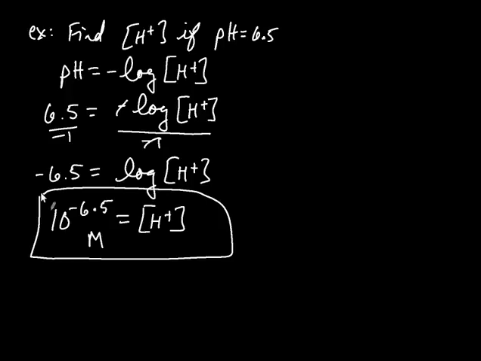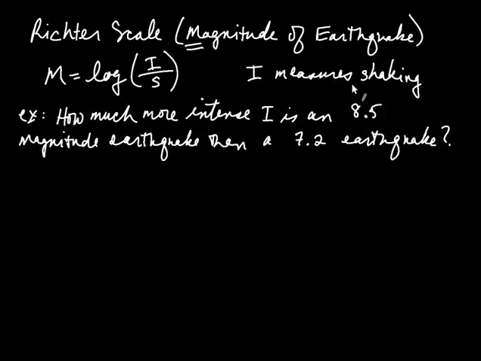Okay, so there's another place where we see logarithms, and that would be in the Richter scale for earthquakes. Let's see an example of that now. First of all, the Richter scale measures the magnitude of the earthquake. This is what a scientist might report: that the earthquake had a magnitude of 7 or 8 or something like that. But what we are really sensitive to is the amount of shaking.